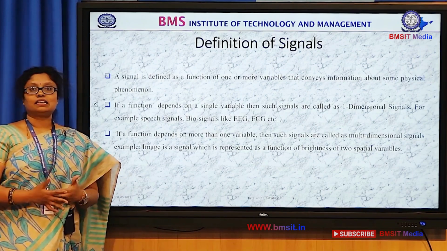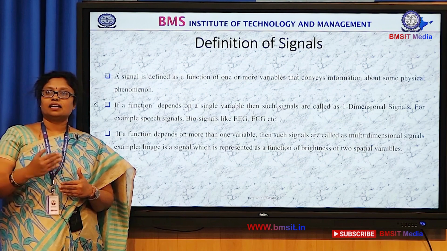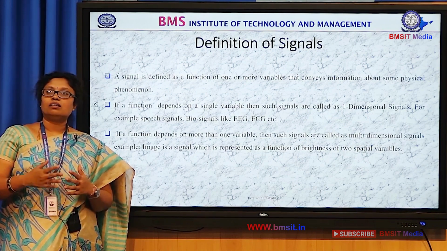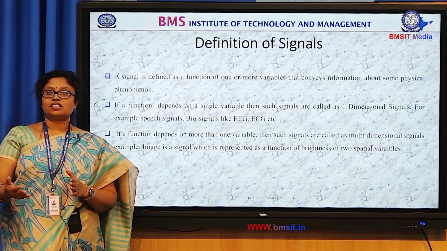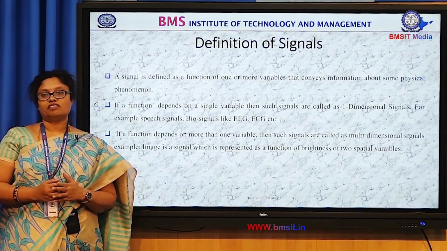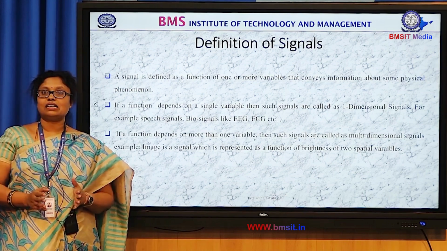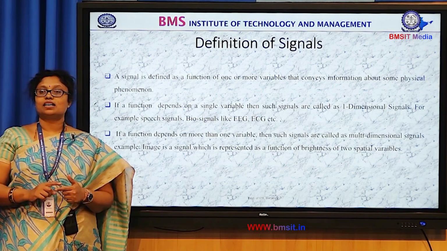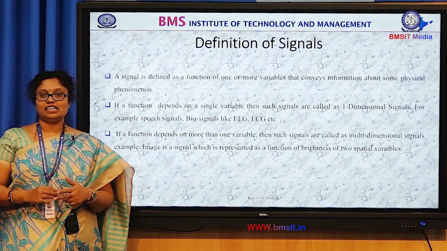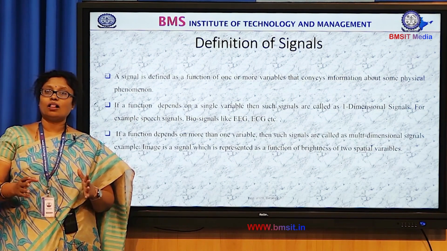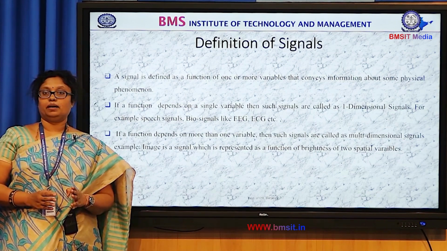First, what is a signal? A signal is defined as a function of one or more variables that conveys information about some physical phenomena. When I say function, a signal can be represented using one variable or more than one variable, depending upon the type of variable used. If a function depends on a single variable, then such signals are called one-dimensional signals. For example, speech signal, biosignals like ECG, EEG, acoustic waves. All these are one-dimensional signals where a function depends only on one variable.